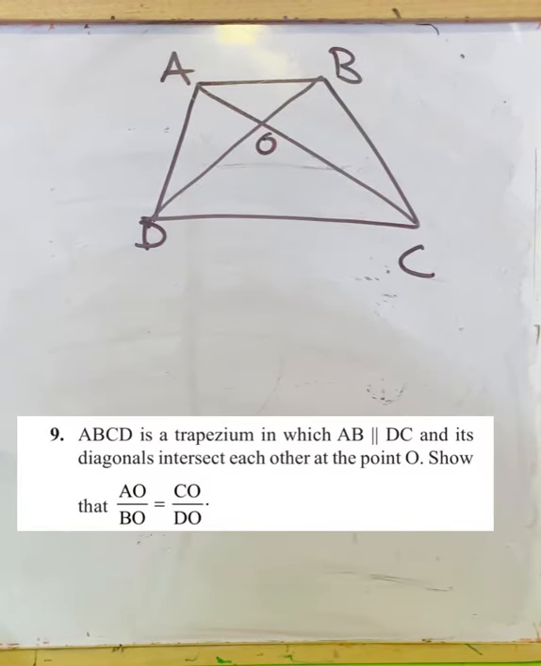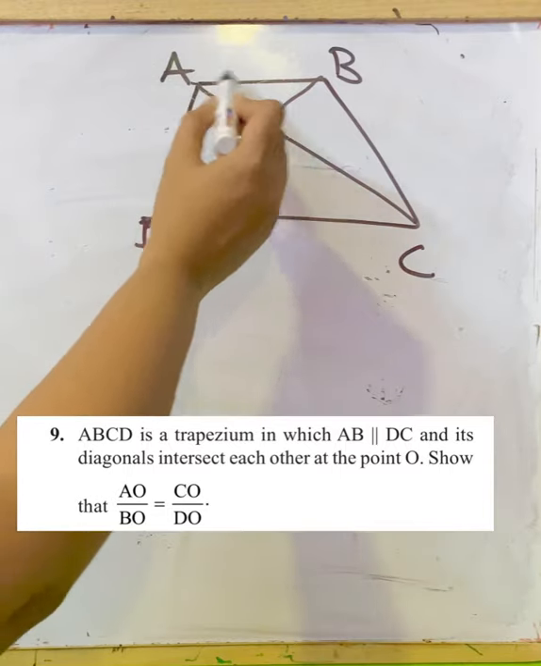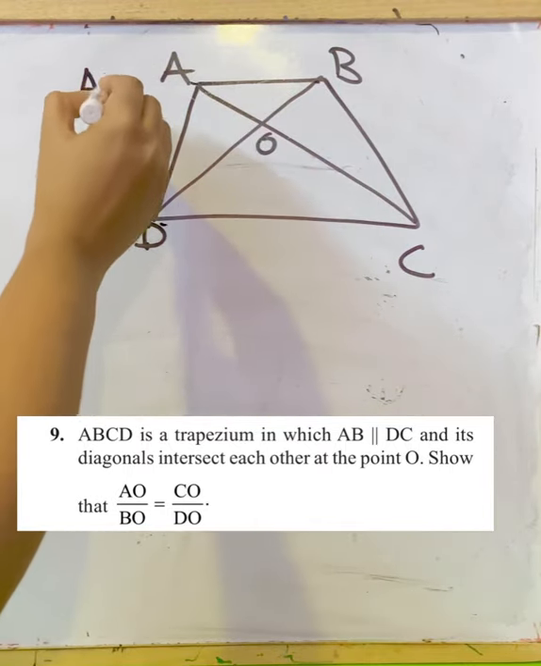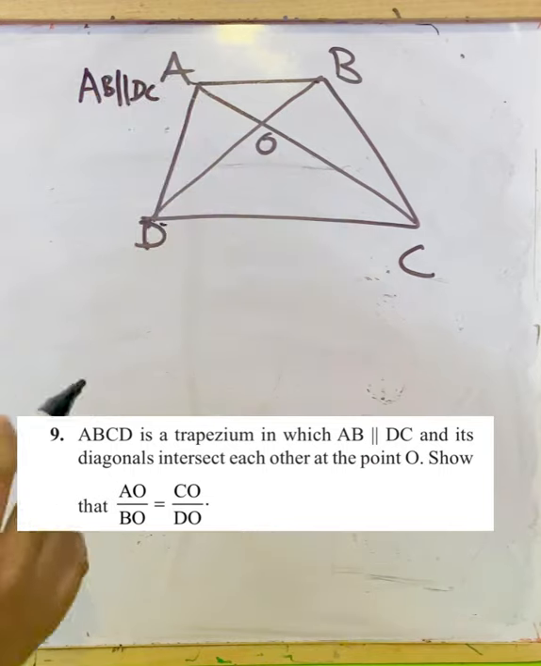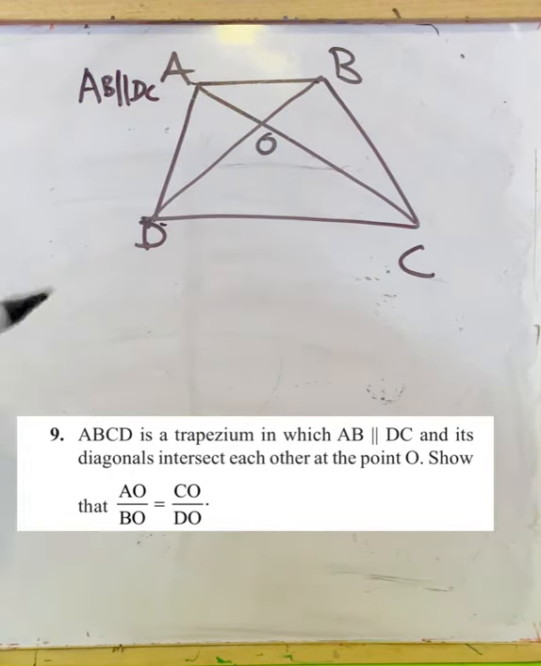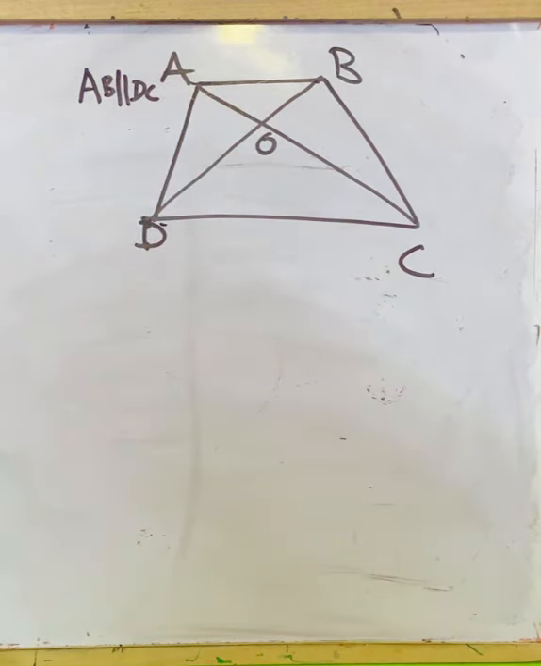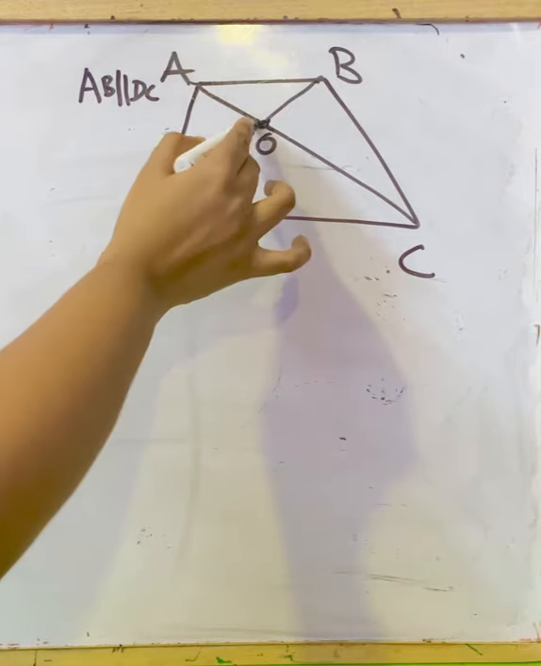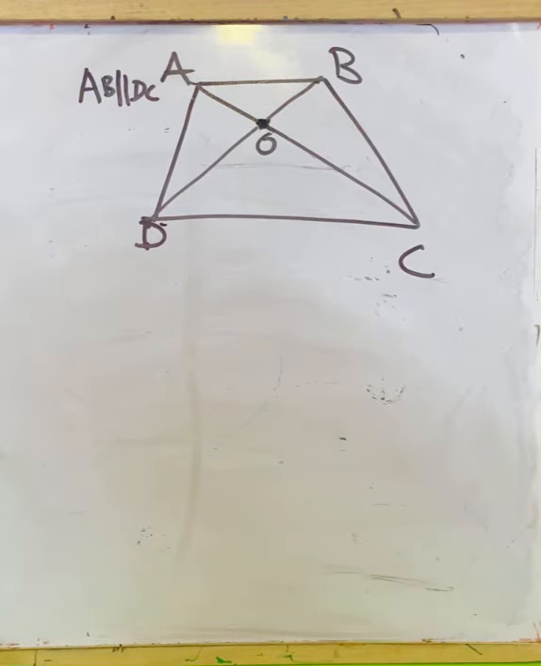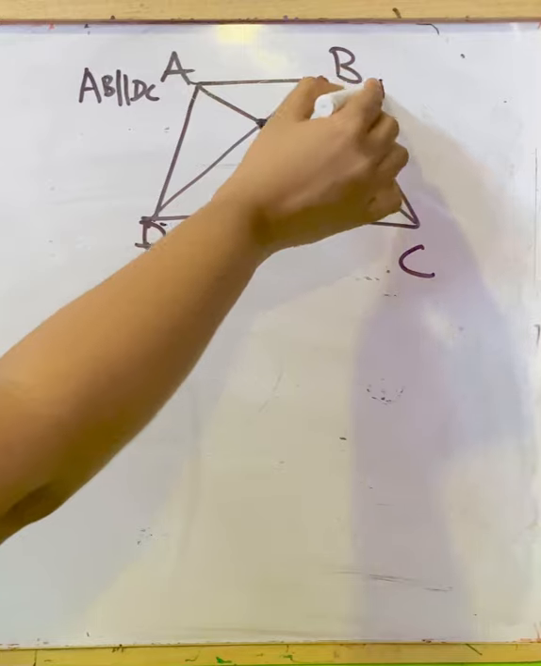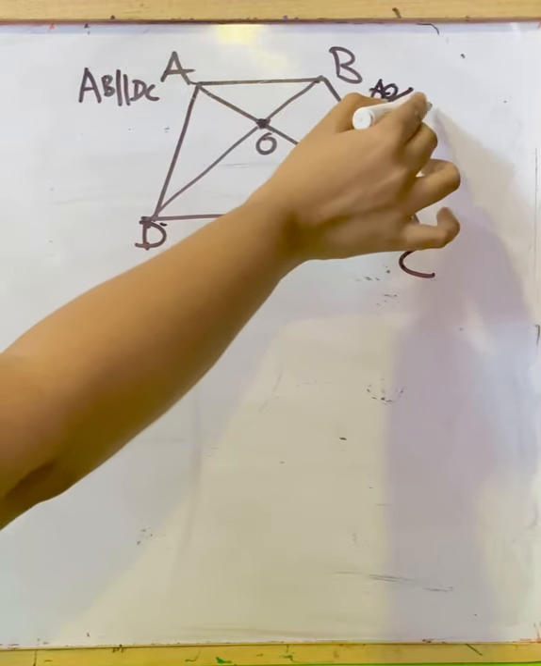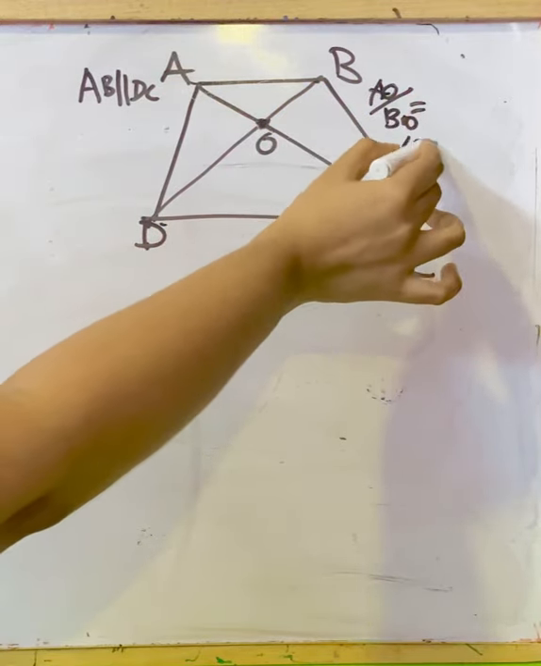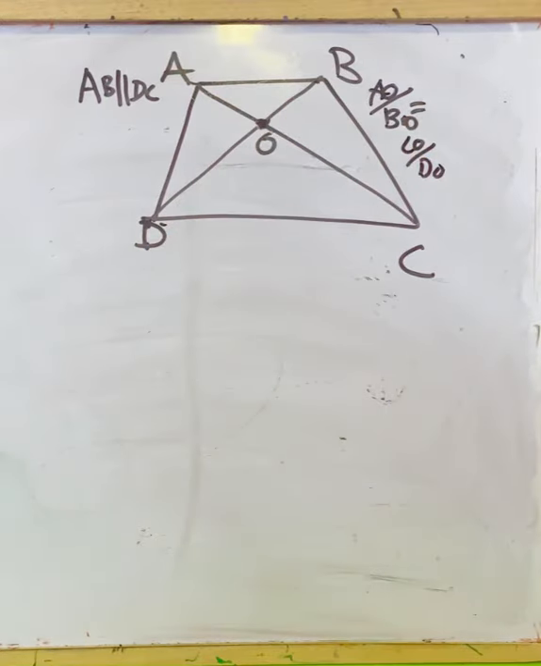Next question, ABCD is a trapezium in which AB is parallel to DC. Here AB is parallel to DC. In a trapezium, one pair will be parallel, and that pair is AB and DC. And its diagonals intersect each other at the point O. Here is the intersection point. Show that AO by BO, we have to prove AO by BO equal to CO by DO. This is what we have to prove.